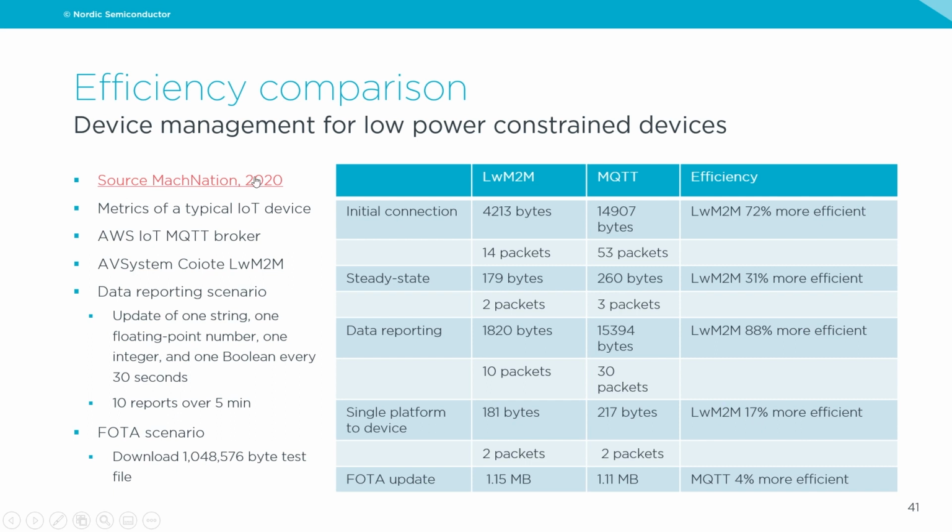So the source here is Machination. We're using AWS IoT MQTT broker and the AVSystem Coiote lightweight machine-to-machine server. The data reporting scenario is an update of one string, one floating point number, one integer, and one boolean every 30 seconds. And then 10 reports are done over 5 minutes. So if you're not sure which protocol to choose, lightweight machine-to-machine might be a good option for your use case.